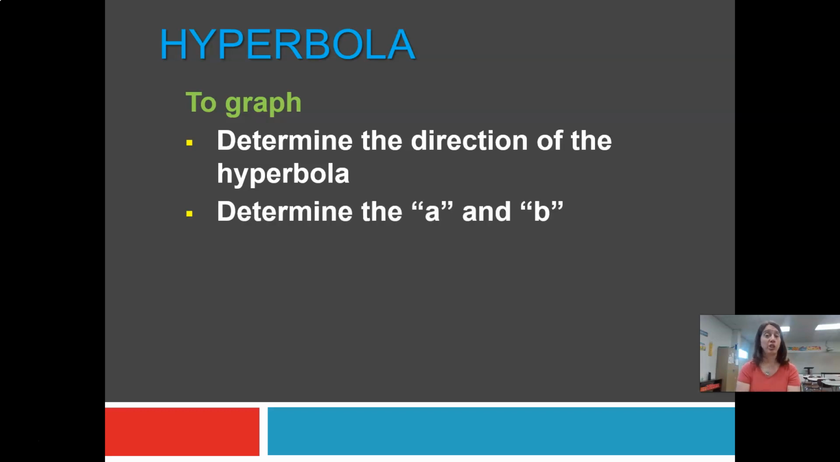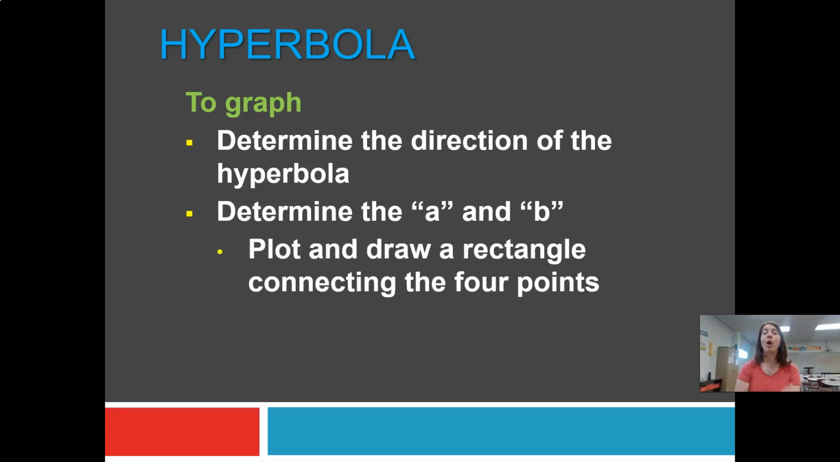The second thing, determine the values of a and b. The a was always part of the first fraction. That will go with the letter in the first fraction. The b was always in the second fraction, and it matches up with the letter that's part of the second fraction. What you're going to do with those letters A and B is plot them along the X and the Y axis. So you go right, left, up, and down, so many spaces. And then we're going to draw a rectangle connecting those 4 different points. Okay, you may think, why am I drawing a rectangle? I'm supposed to be drawing curves.